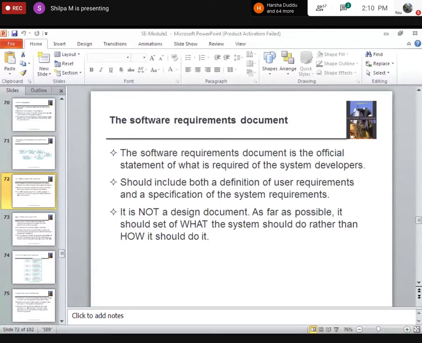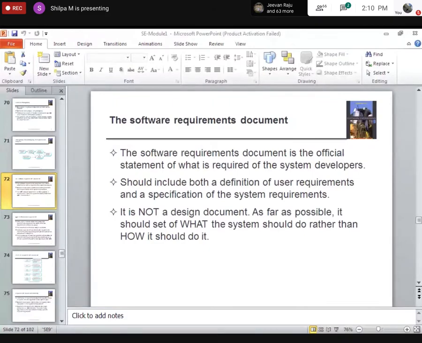So this is actually like a structured natural language representation. This comes under that category. It may also involve graphical notation. It is a combination. See, this is like a universal format which most of the companies agree upon.